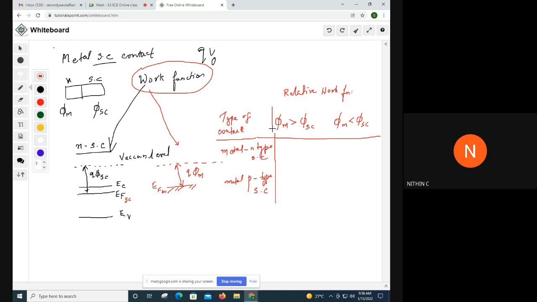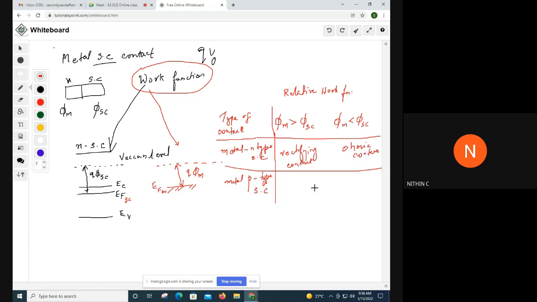So if phi m is greater than phi se, in the case of a metal n type semiconductor contact, it will become a rectifying contact. So what is the condition? If we are bringing together a metal and an n type semiconductor, and the phi m value is greater than phi se, then we will get a rectifying contact. If phi m is less than phi se, in that case we will be getting an ohmic contact.